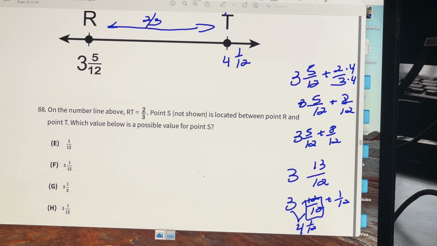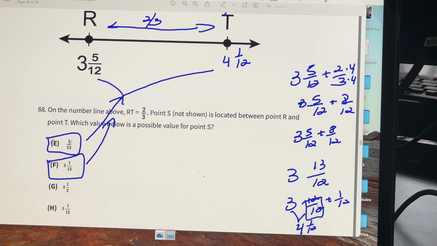Okay. I don't know if we need it, but point S is located between point R and point T. Which value below is a possible value for point S? Well, 3 and 1/12. Is that value in between these two? No. Is this between these two? No, it's much lower, so that's not there. That's not there. 3 and 1/12 also.